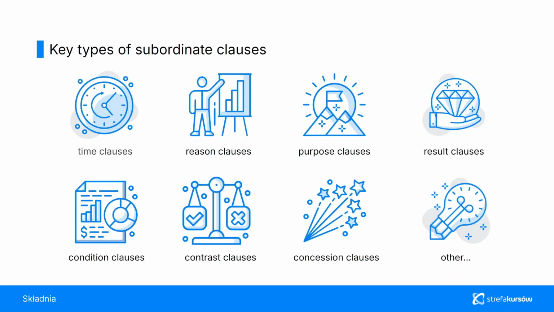There are a few types of subordinate clauses. I decided to show you 7 and some others without a specific category. So you will see some examples, but first of all, I just wanted to tell you that there are subordinate clauses which present aspects and the concept of time, reason, purpose, result, condition, contrast, or concession. So let me show you a few examples.